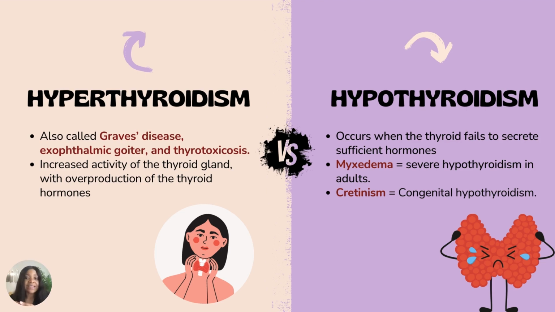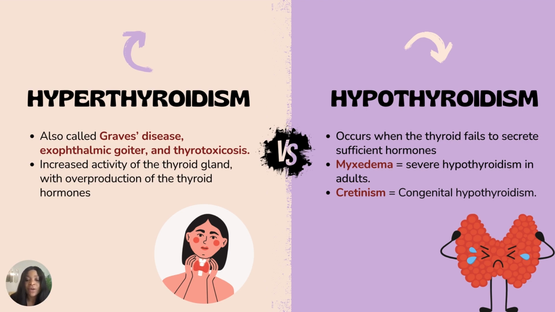Hypothyroidism, on the other hand, is low production of thyroid hormone by the thyroid gland. Other names that you might find with this are myxedema, which is a severe case of hypothyroidism in adults, and the word cretinism, which is congenital hypothyroidism. Congenital means that the child is born with this case of hypothyroidism, or it develops very shortly after birth.